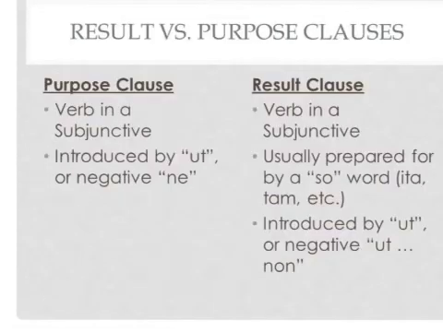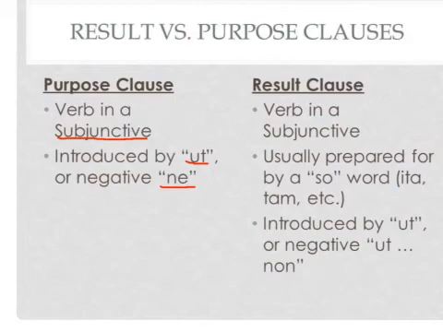So now we're going to talk about result versus purpose clauses. So a purpose clause also has the verb in the subjunctive. It is introduced by ut in the positive, but in the negative, remember it's introduced by ne. A purpose clause expresses the purpose of the main verb. It's why you are doing the main verb.